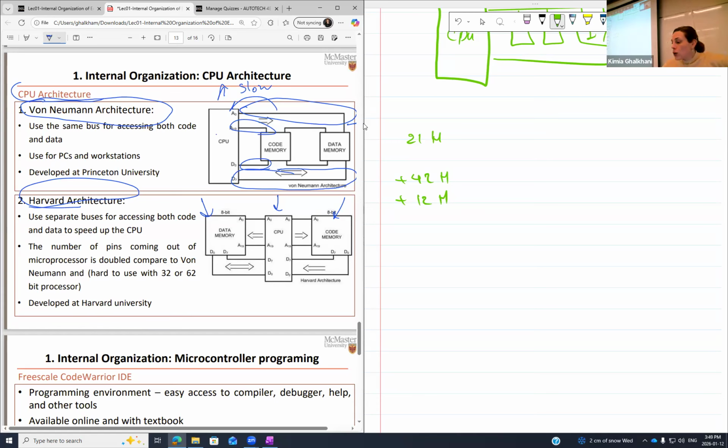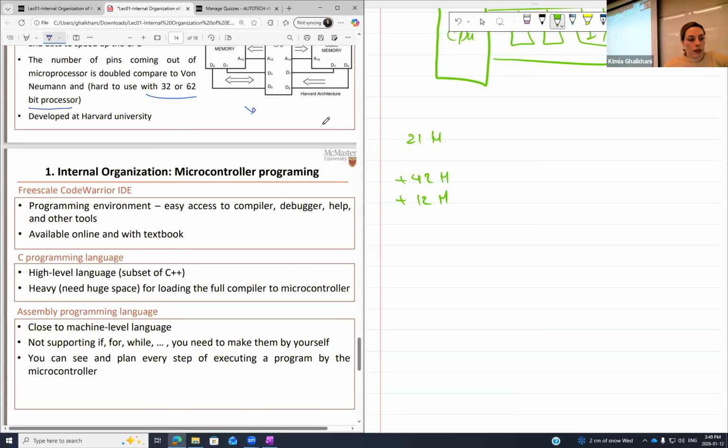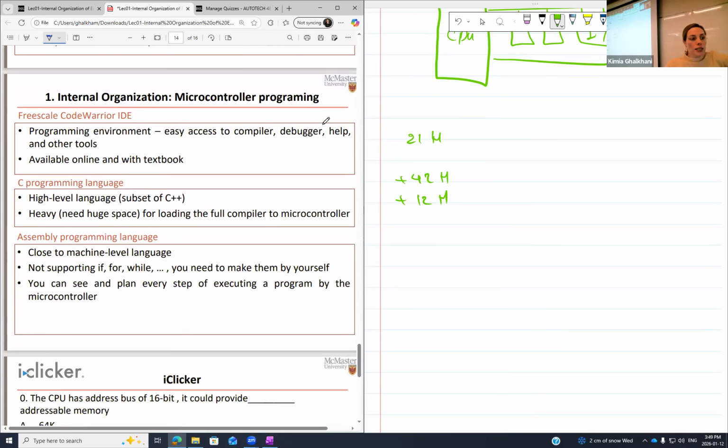So now, what's the preferred method? The preferred method is always Harvard. It's more expensive, it's faster, and we are usually using 32 to 64 bit processors. But in here, we are using fewer bits. Fewer bits means a smaller number of inputs and outputs. So far, so good. Next, let's look at the Freescale code word here.